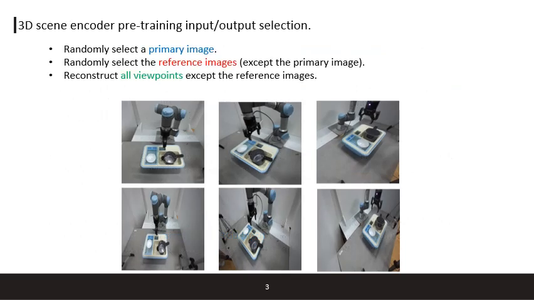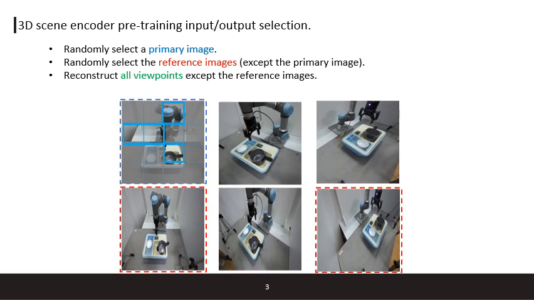Here, we will describe the overall training framework. Let's assume we have a dataset with 6 viewpoints for pre-training NeRF. To pre-train NeRF, first, we randomly select a primary image. It is masked for cross-view completion tasks. Second, we randomly select reference images except for the viewpoint of the primary image. In this work, we select 2 viewpoints for the reference images.